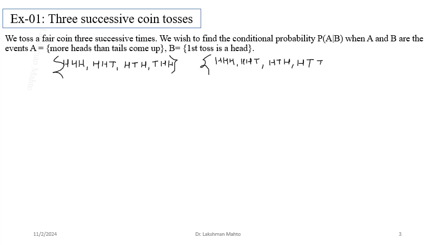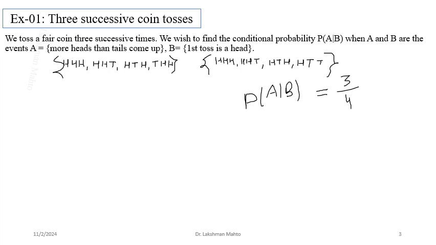So we are willing to compute the probability of A given B. What is your idea to compute it? You have to see how much of A is happening within B. Out of the total outcomes of B, how many are in A? There are 3. So the conditional probability of A given B would be 3/4. That means out of 4 outcomes of B, 3 are in A.